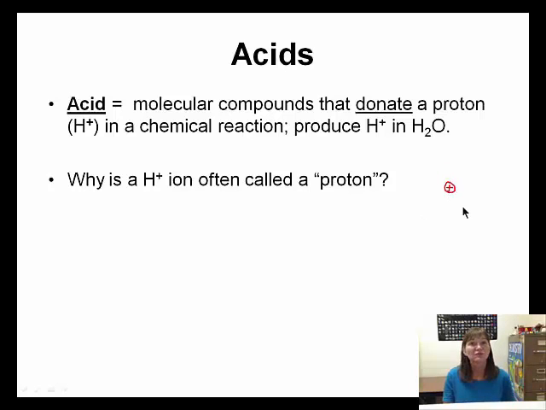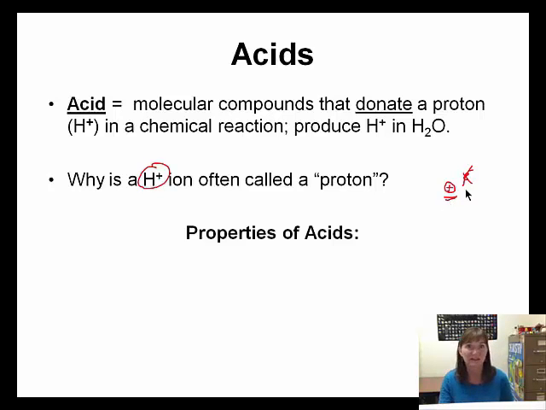To be a neutral atom of hydrogen, there would also be 1 electron out here. Okay, but I'm not talking about a neutral atom. I am talking about a hydrogen ion. So it has lost this electron. If you take an electron off of a hydrogen atom, all you're left with is a proton. So that's why you can call a hydrogen ion a proton.